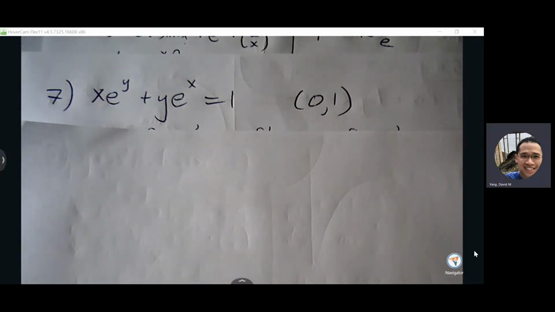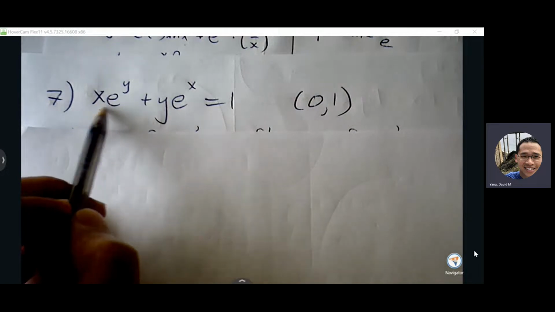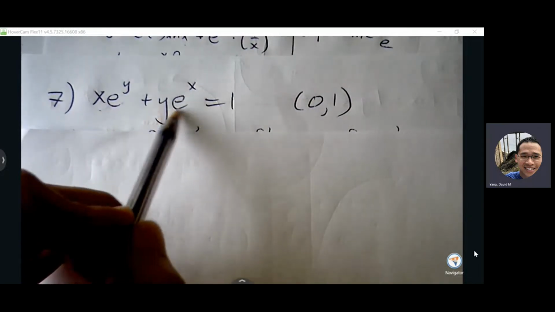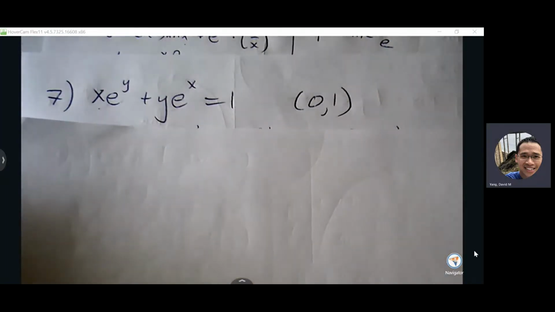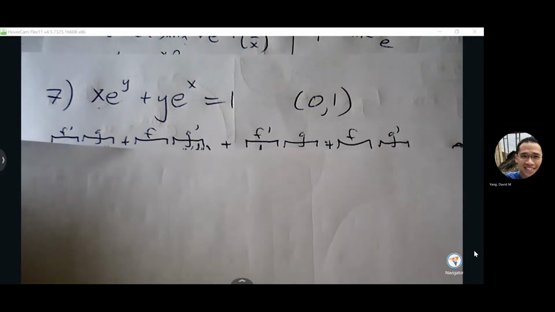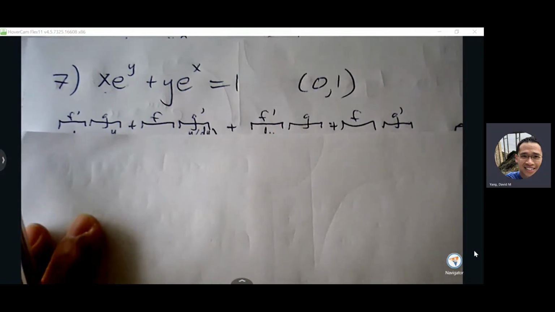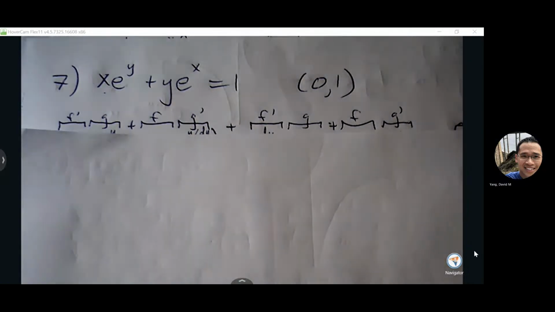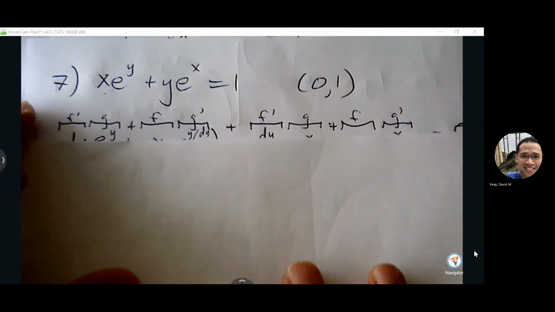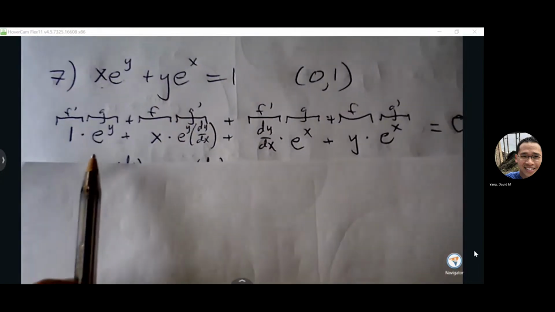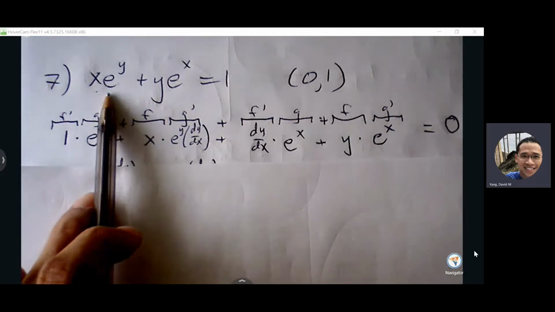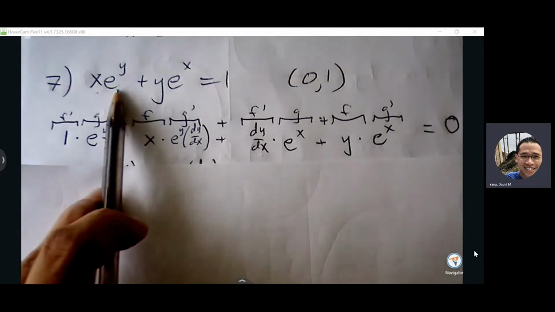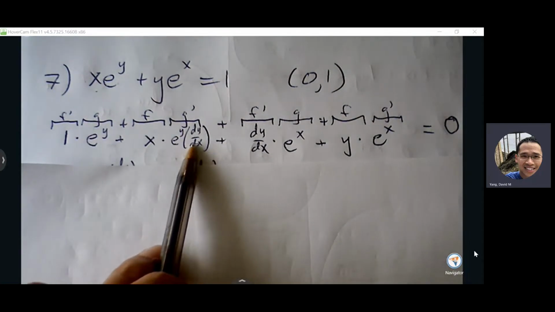Yeah, implicit and product rule. But how many times for product rule though? Twice. Yeah, that x and e to the y, I gotta go through product rule there. E and y e to the x, that's another set of product rule there. Okay, so let's build out our derivative here. F prime g plus fg prime, I gotta do that twice. X becomes 1, we keep the e to the y, we keep the x, e to the y becomes e to the y times dy dx.